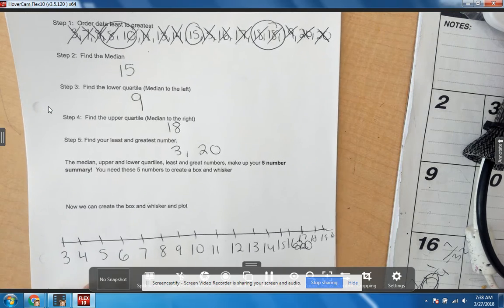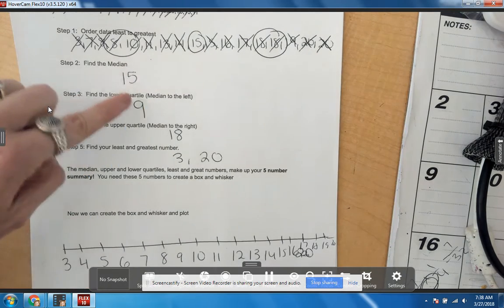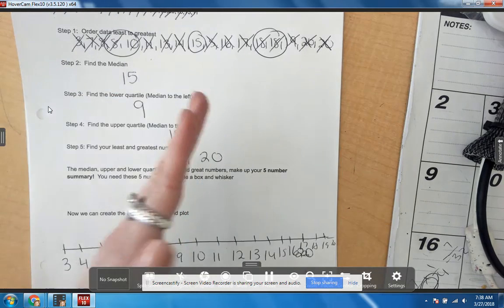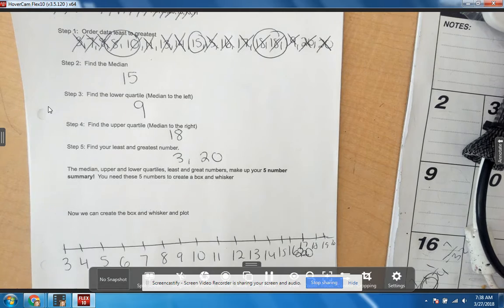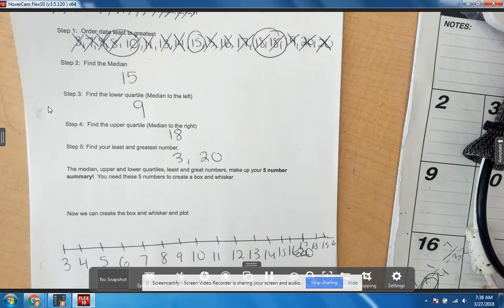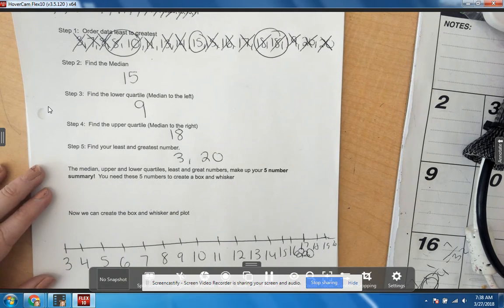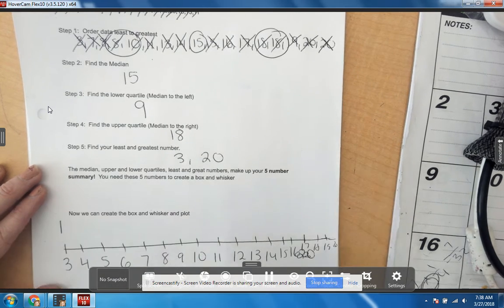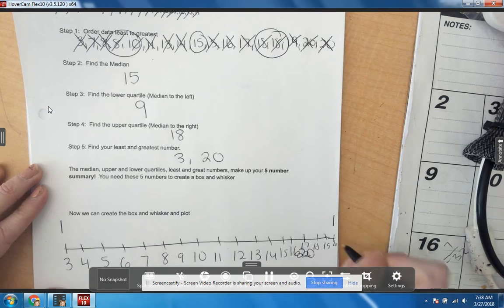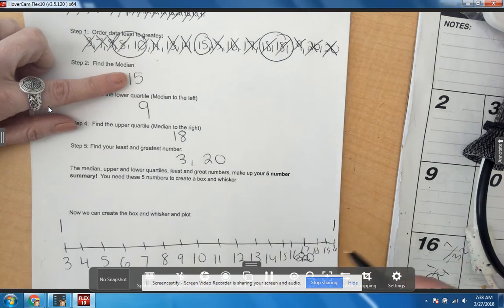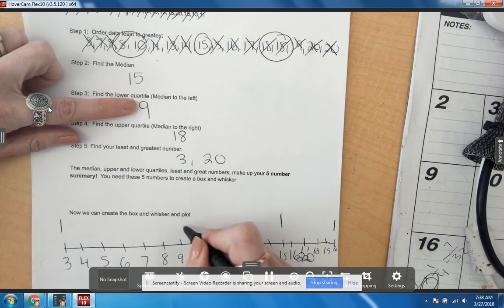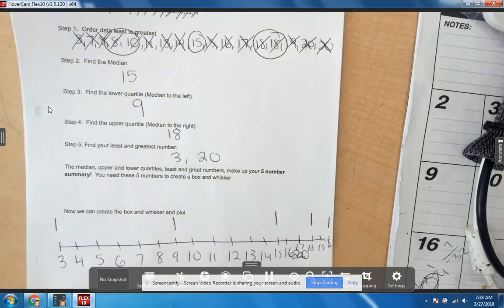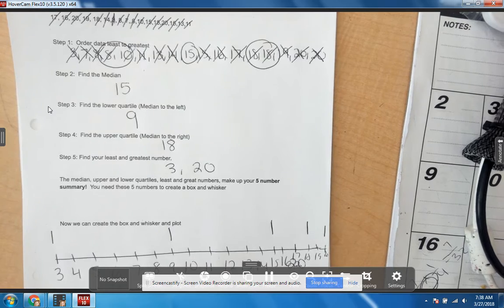So now what you do is you take your 5-number summary, which are these 5 numbers that we found. So your median, your lower quartile, which is the median to the left, your upper quartile, which is your median to the right, and then your smallest and biggest number, and you put a vertical line over it. So I'm going to put a vertical line over the 3 and over the 20. I'm going to put one over the 15, over the 9, over the 18, and now I have a vertical line over all 5 of my numbers.